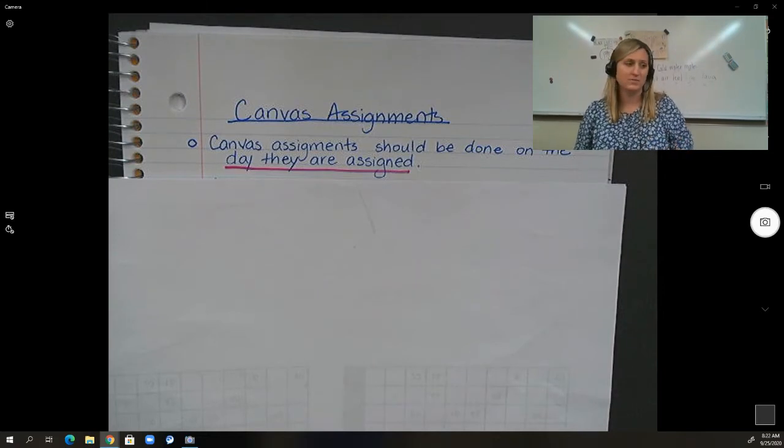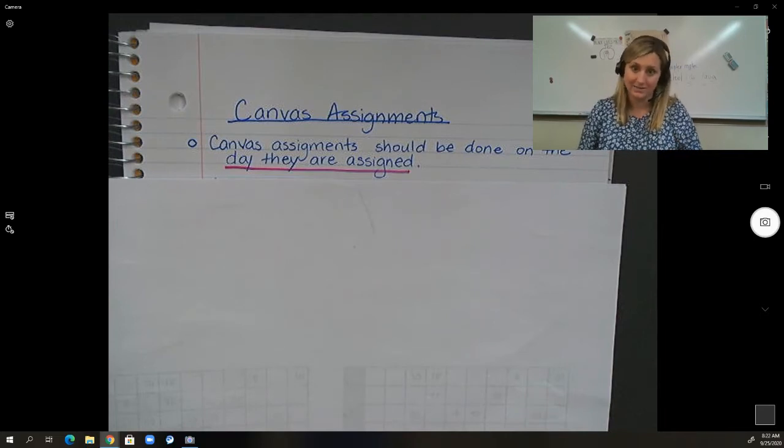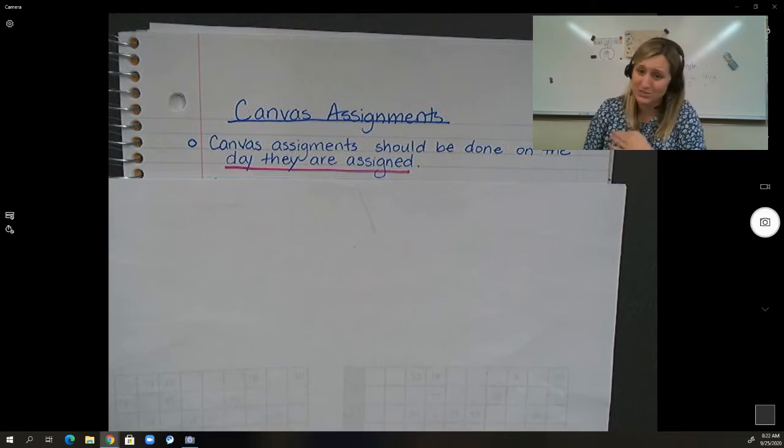Okay, I know sometimes there's conflicts or you get stuck on an assignment and you need help, but the idea though is that you are responsible for that assignment on the day it is assigned. If you can keep up with that, you will have no problems with any late assignments or any backup of assignments. Okay, so I'm going to give you a second. If you need to push pause to finish writing this down, do so.